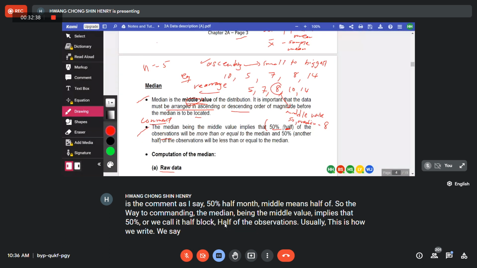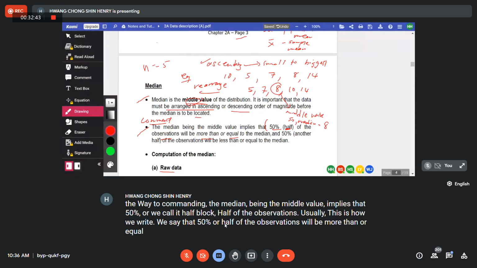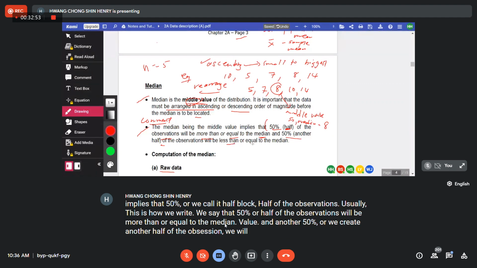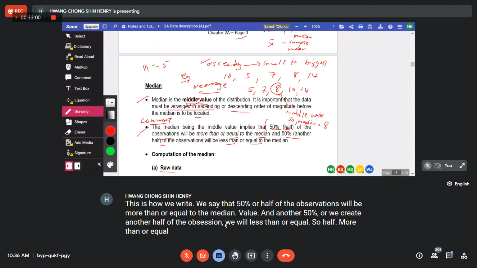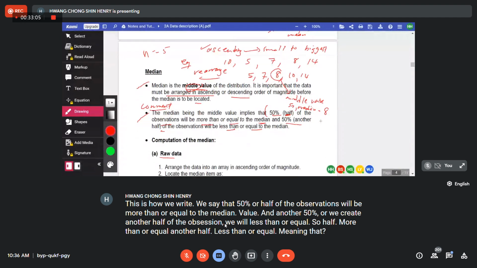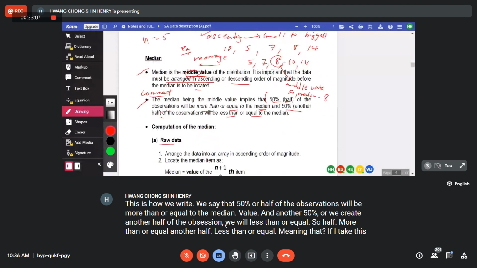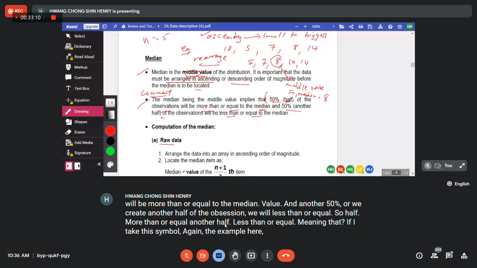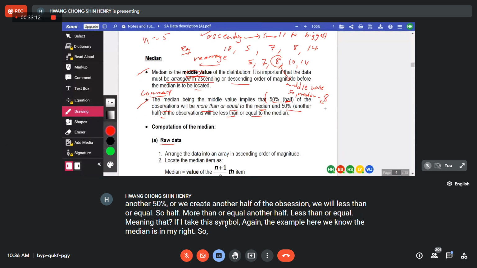We say that 50% or half of the observations will be more than or equal to the median value, and another 50%, or another half of the observations, will be less than or equal. So half more than or equal, another half less than or equal. Meaning that if I take this sample, the example here, we know the median is 8, right? So how do you comment?